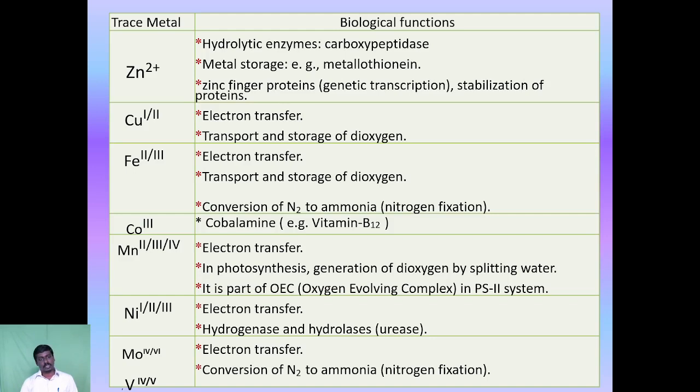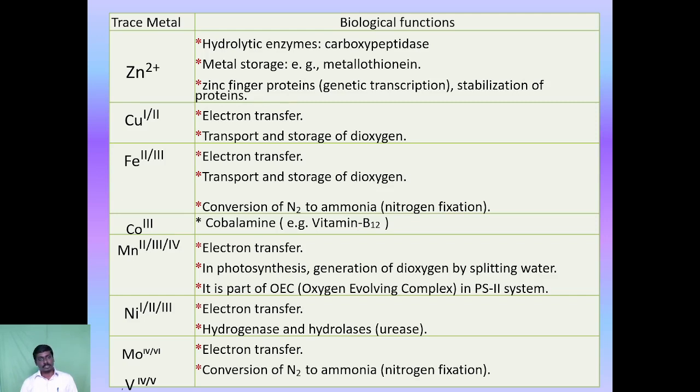Fe2 and Fe3 are involved in the conversion of N2 to ammonia, which is the process called nitrogen fixation, and also in electron transfer, and in hemoglobin and myoglobin for the transport and storage of dioxygen. And cobalt 3 is involved in biological function; we already know about vitamin B12, it is cyanocobalamin.